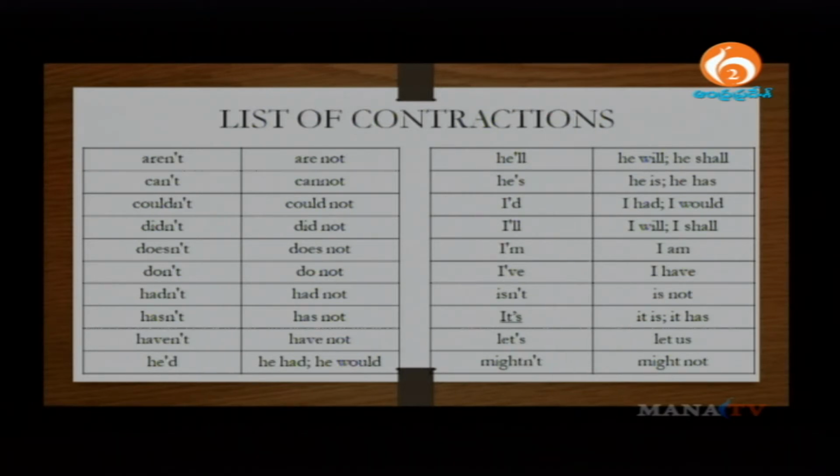I'll, I will, I shall. Most of the times we use this I word. I'll definitely come there. I'll take the class. I'll be here. I'll be there. So all this I'll is simply a contraction word for I will and I shall. Right? Now, I am. I've, I have.